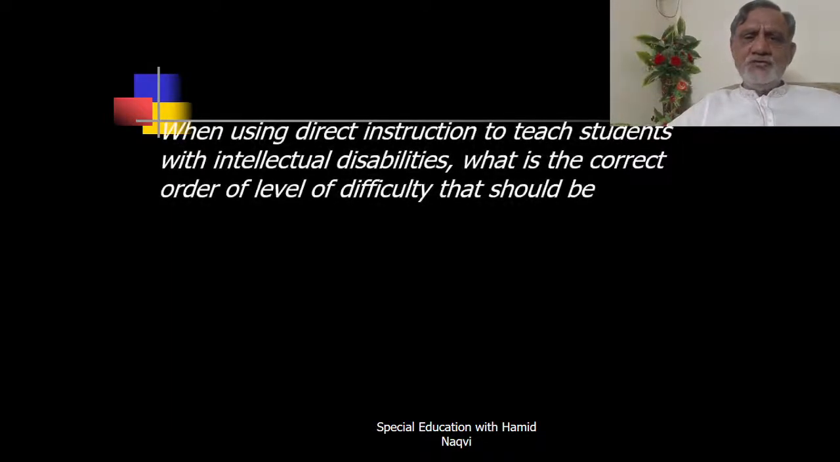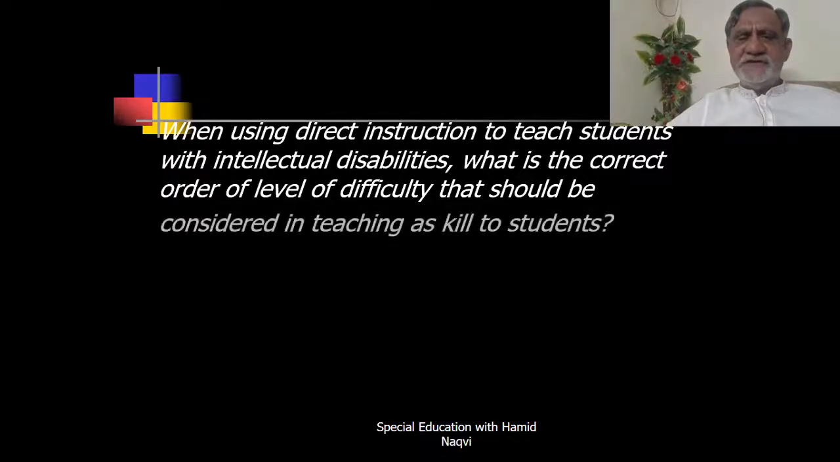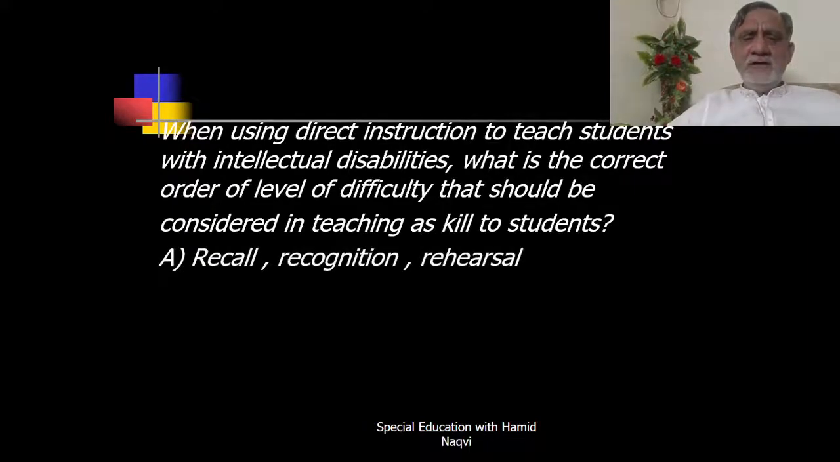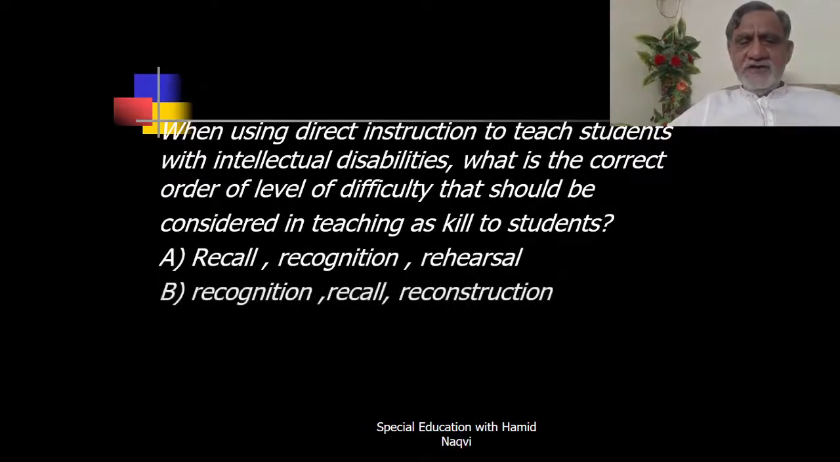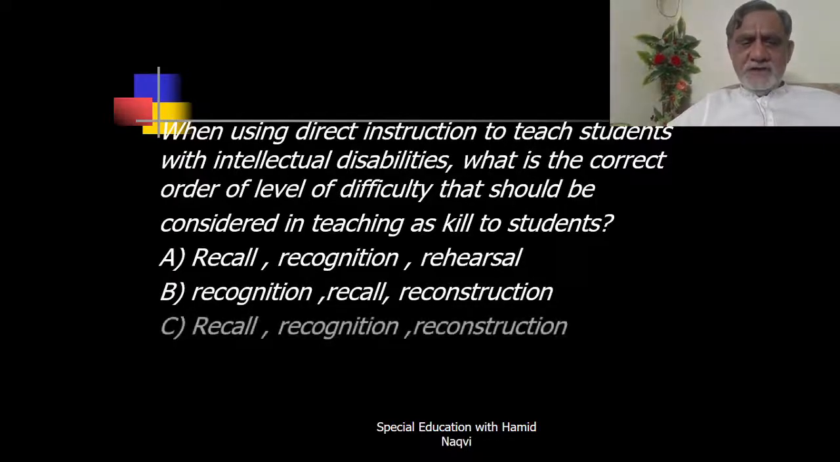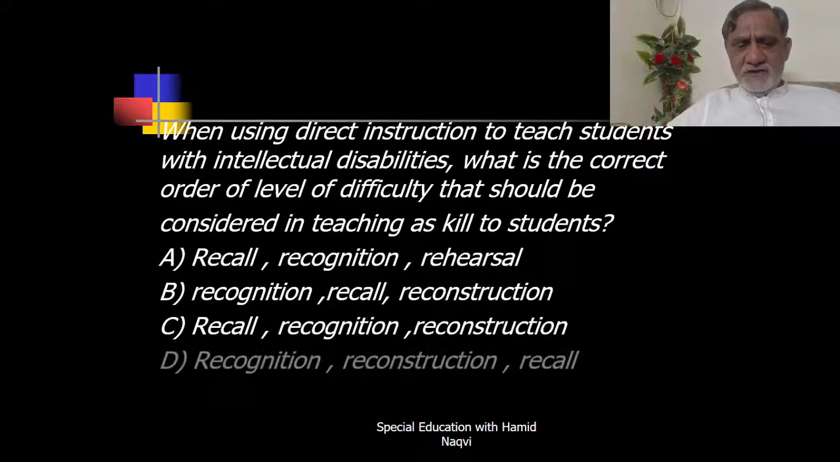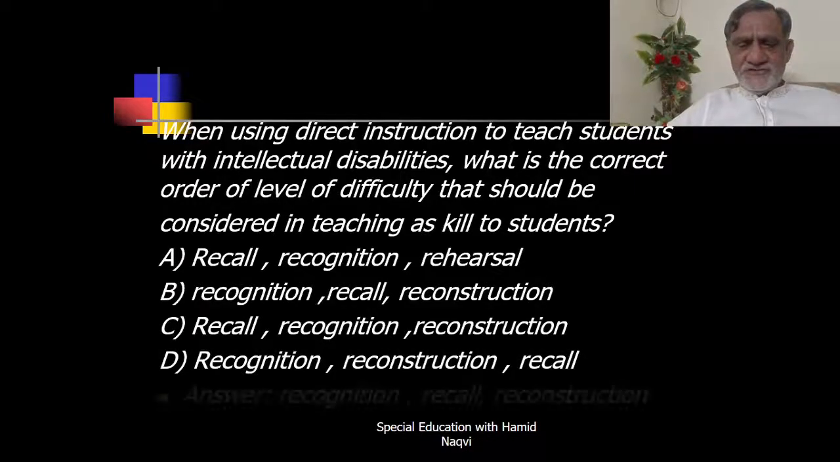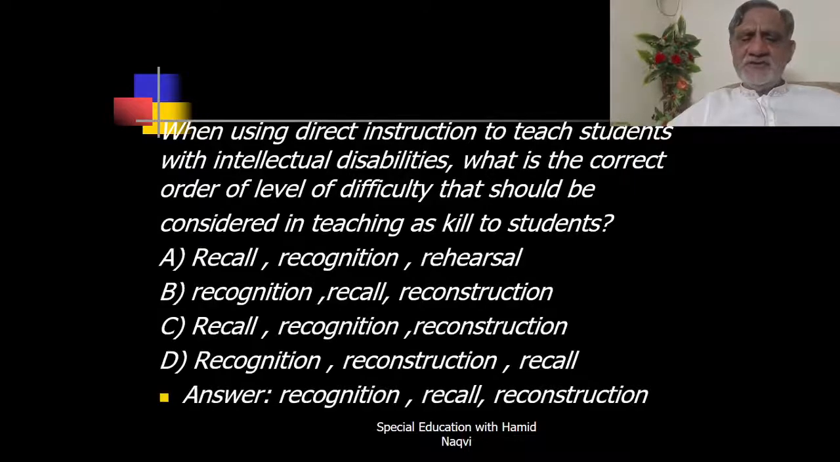Next question is, when using direct instruction to teach students with individual disabilities, what is the correct order of level of difficulty that should be considered in teaching a skill? Again, correction, this is teaching a skill to students. Recall, recognition, rehearsal. Recognition, recall, reconstruction. Recall, recognition, reconstruction. Recognition, reconstruction, and recall. Answer is recognition, recall, and reconstruction.